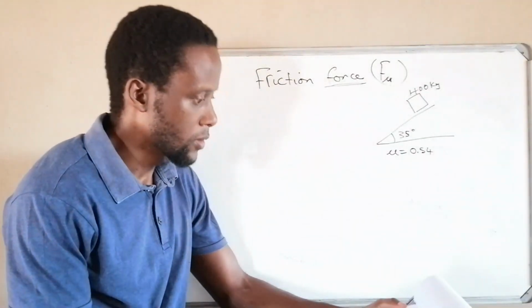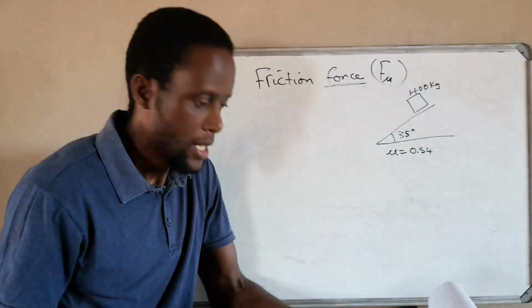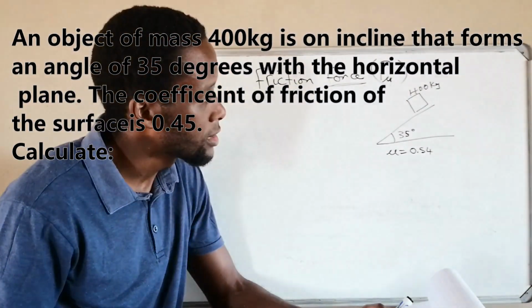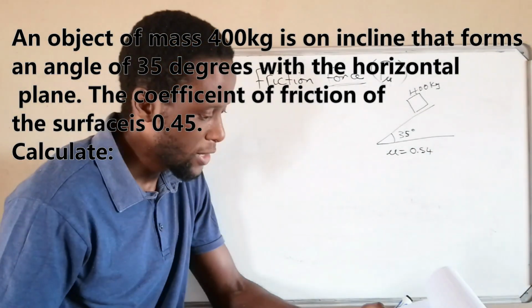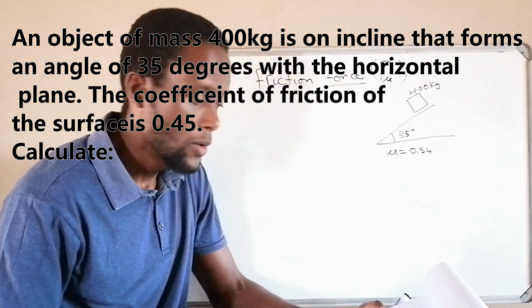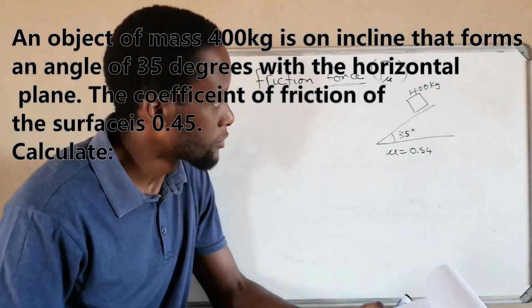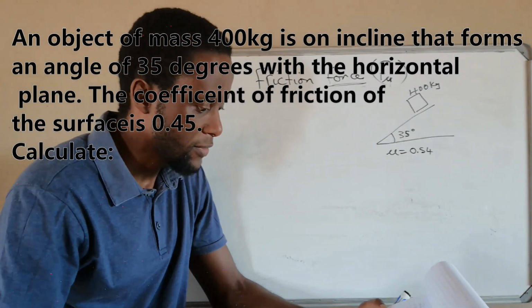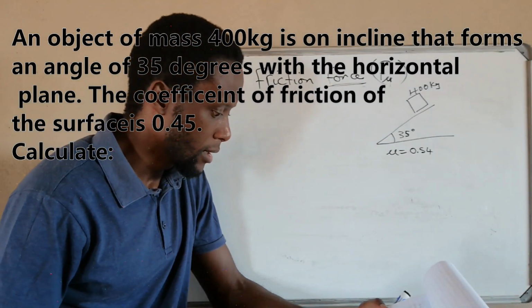Alright, here is a question on the same friction force on an incline. The question says an object with a mass of 400 kg is on an incline that forms an angle of 35 degrees with the horizontal. The coefficient of friction is 0.45. That's the coefficient of friction of the surface.